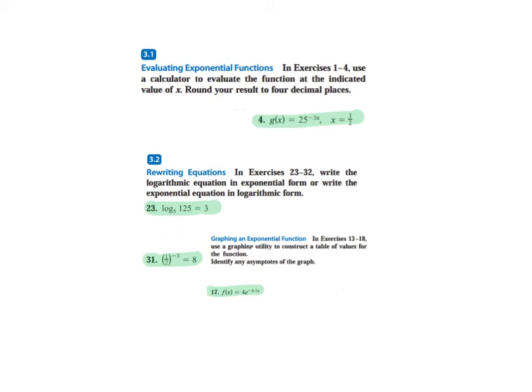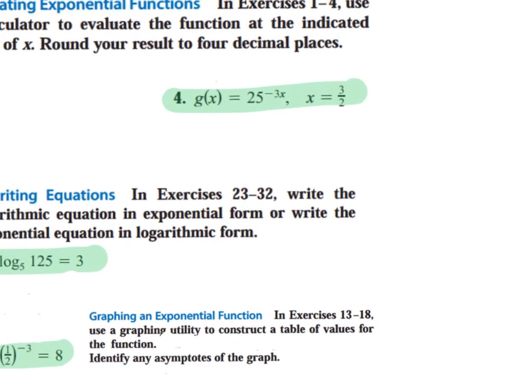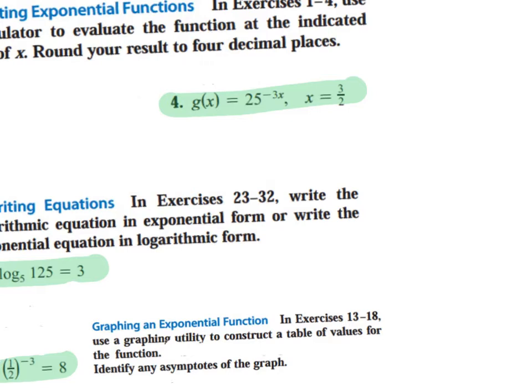Guys, remember chapter 3 was when we did sections 3.1 to 3.4. We were graphing and evaluating logs and exponentials. So if you look at number 4 in section 3.1, they tell you to evaluate. You literally are taking the value that they give you, which is 3/2. What's another way you can write 3/2 in your calculator?